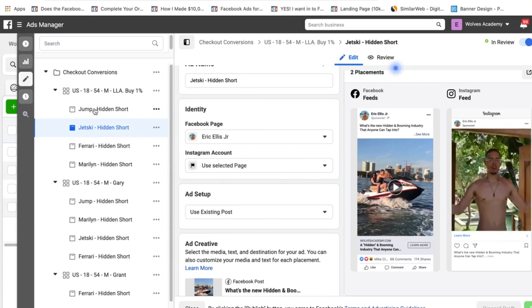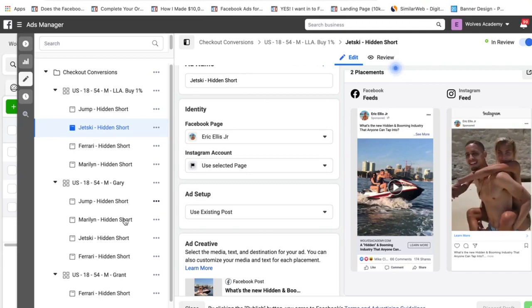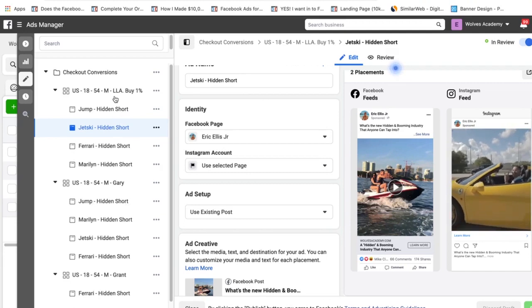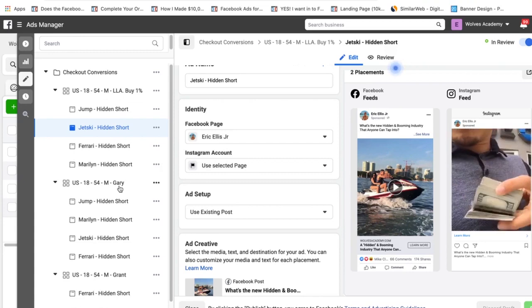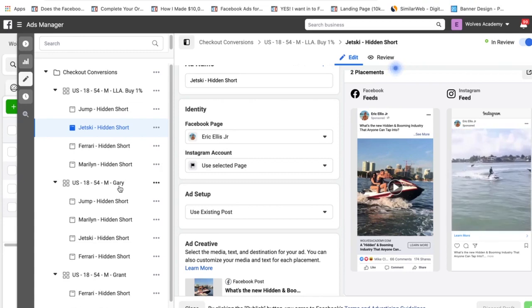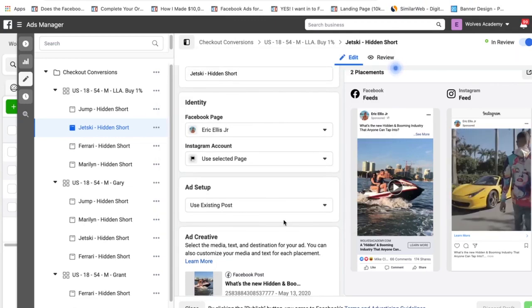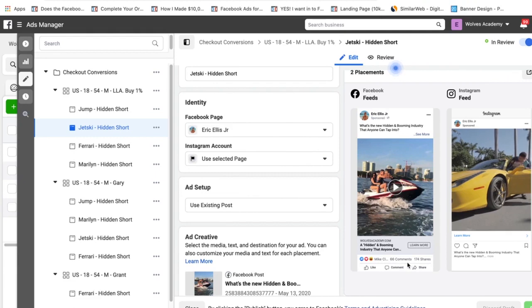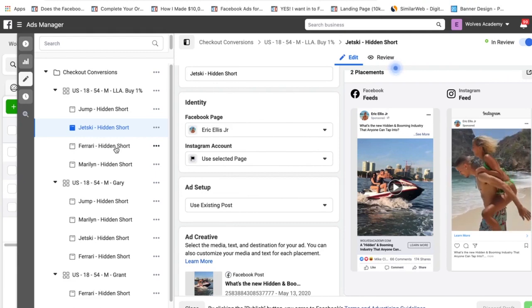So for example, jump, hidden short, jet ski, hidden short, jump, hidden short, Maryland, hidden short. Even though this one is a lookalike audience and this one is Gary V, these are all going to be sending to the same exact post. Because if you look here, it says use existing post, and all the engagement will come on this one post. Let me go ahead and show you guys the other 4 ads.